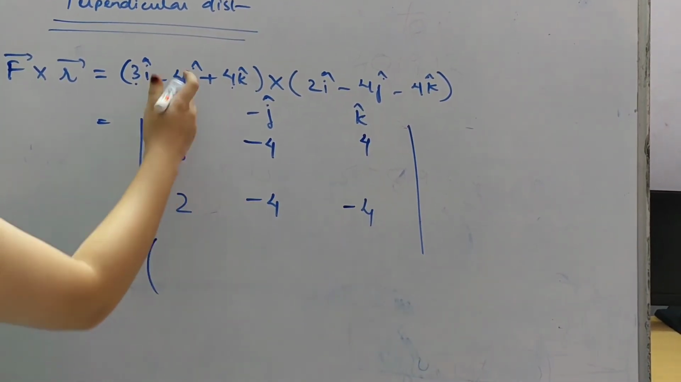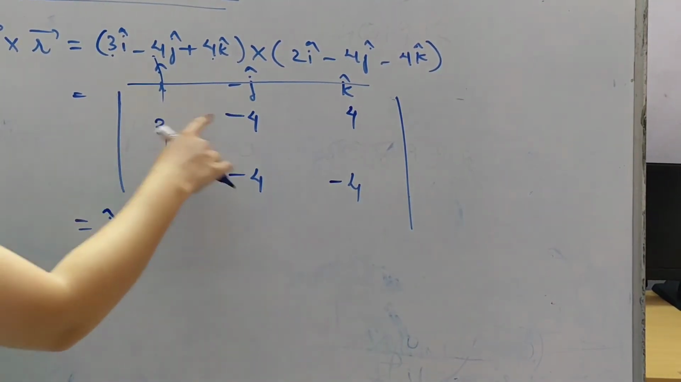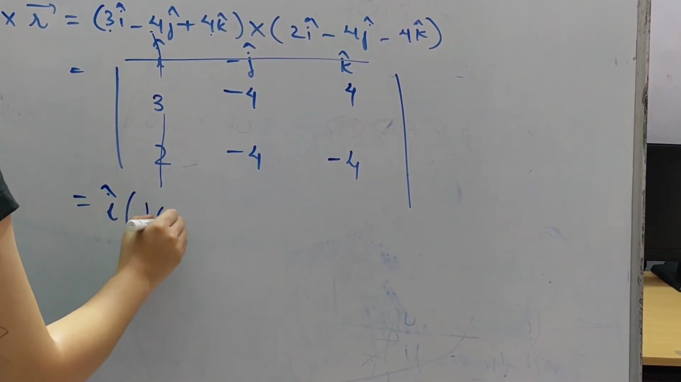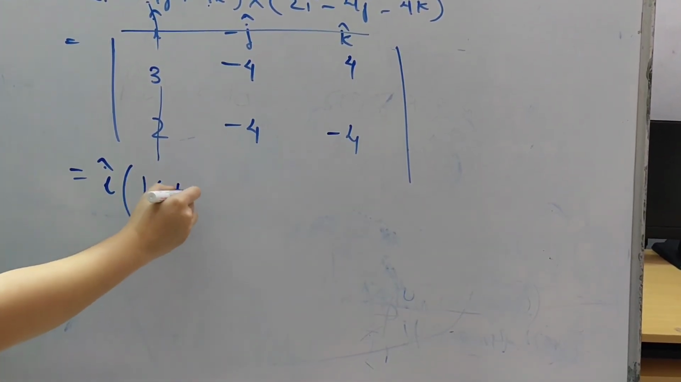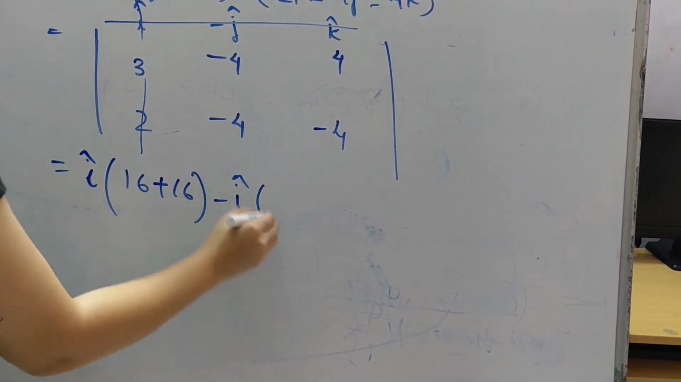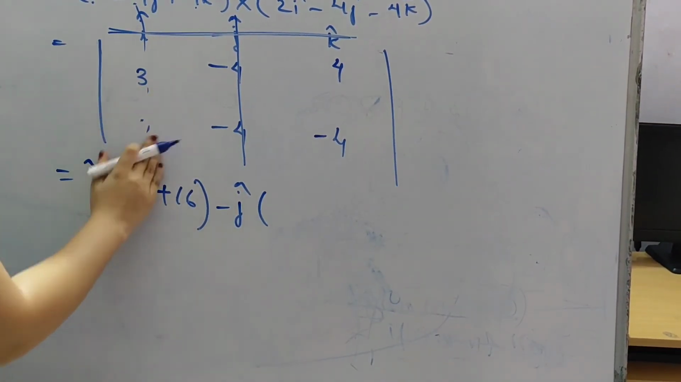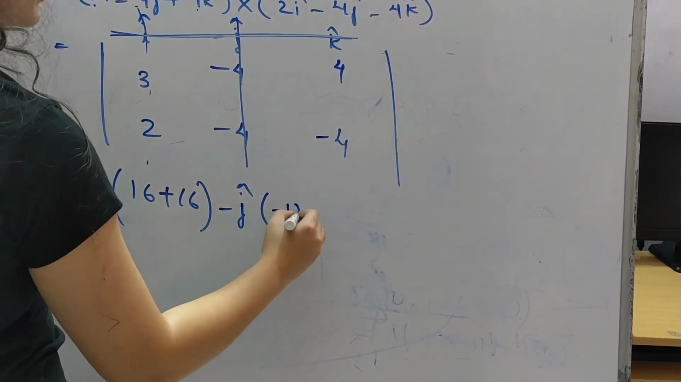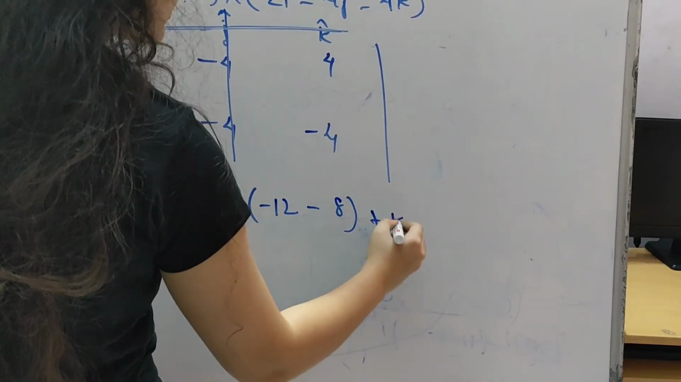So for I cap, I just cancel this column and cancel this row. So you are left with 4 components. So minus 4 into minus 4 is plus 16. Minus of minus 4 into minus 4 is minus 16. So you get 16 plus 16. Minus j cap into. So for j cap you will cancel this row and this column, and then you are left with these 4 components. So 3 into minus 4 is minus 12 minus 8 plus k cap.